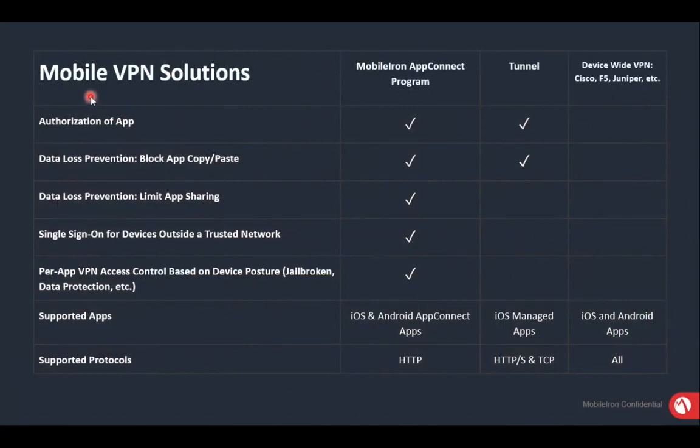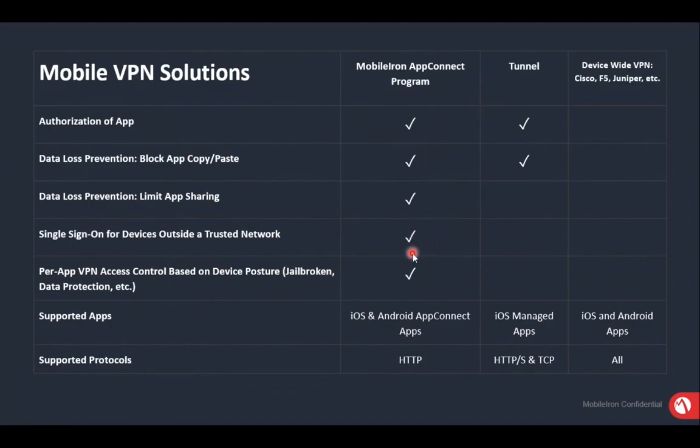So what is the difference between the traditional VPN, MobileIron AppConnect and MobileIron Tunnel? MobileIron authorization of the app will be done by both AppConnect and the Tunnel, and DLP you'll get only within the AppConnect application. With Tunnel, you can still have limited features, but you cannot enforce DLP on the third-party application. And single sign-on can only be done on the AppConnect apps, as well as per app VPN for the same AppConnect apps.